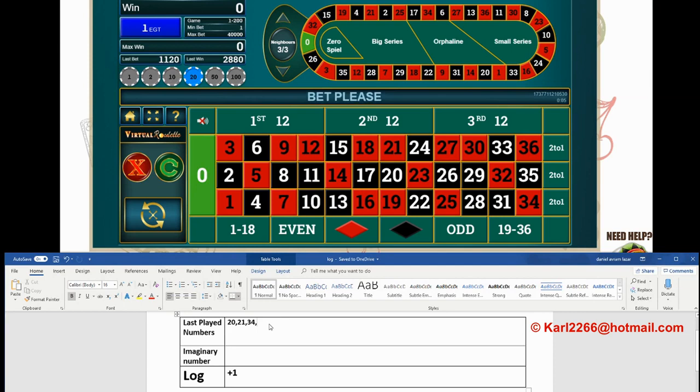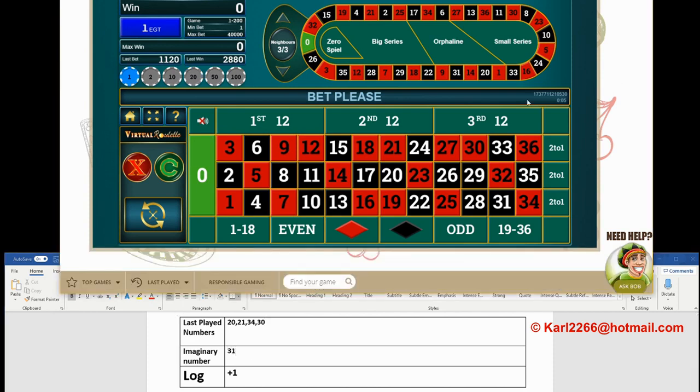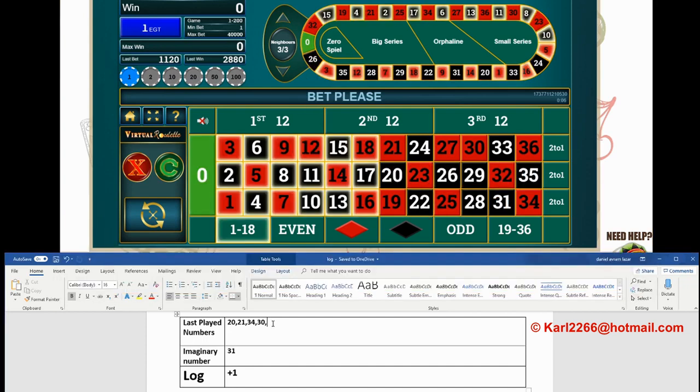Okay? And after 34 we got a new winning number, which is number 30. So what do we do now when we got 30 and logarithm base 1, we have a new imaginary number, which is number 31. So when we got imaginary number 31, we place bets on 31 and the neighbors, 3 neighbors left and right, and on terminals from 31, which is just one number, which is number 26. And after 30 we got a new winning number, which is number 3.